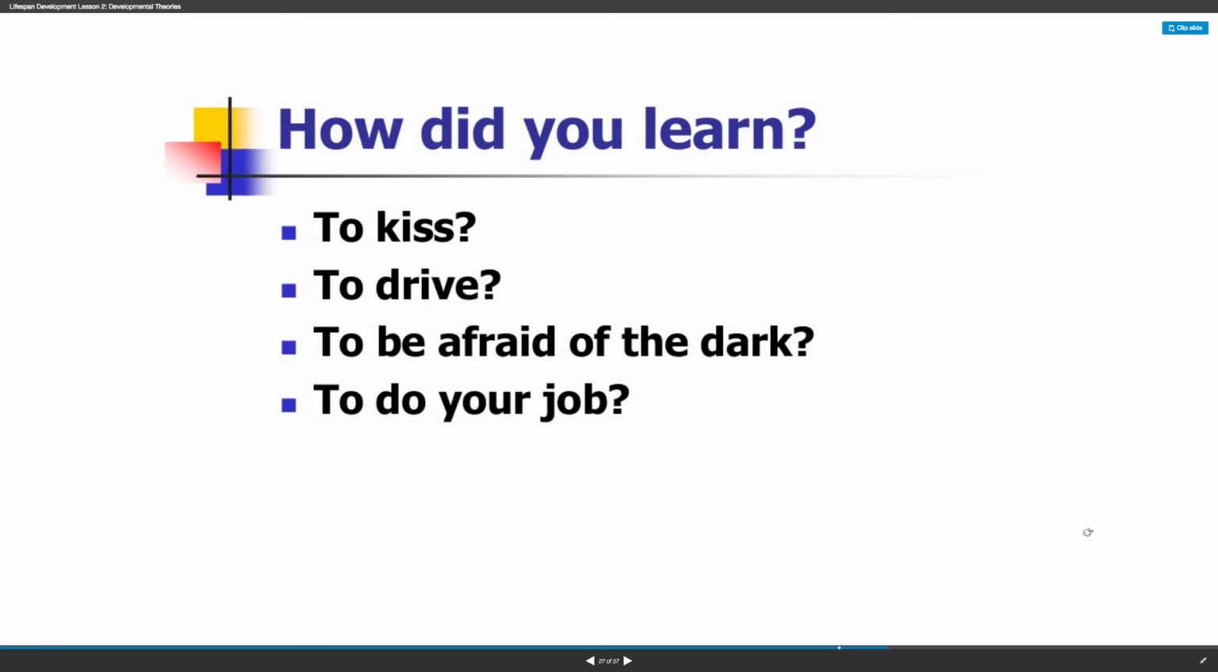I also want you to think about how you learned how to kiss, to drive, to be afraid of the dark, or to do your job. Is this something you're born with? Or is this something that you modeled, that you imitated? Someone who was around you was afraid of the dark, so you became afraid of the dark. You watched someone do their job well, so you imitated how to do the job well. So a lot of how we learn is through social learning.